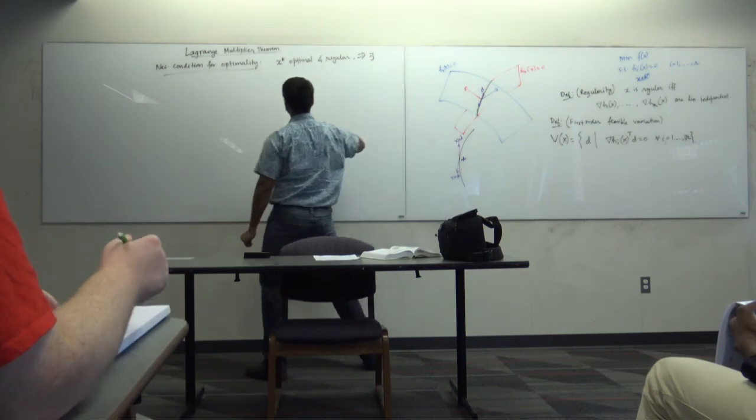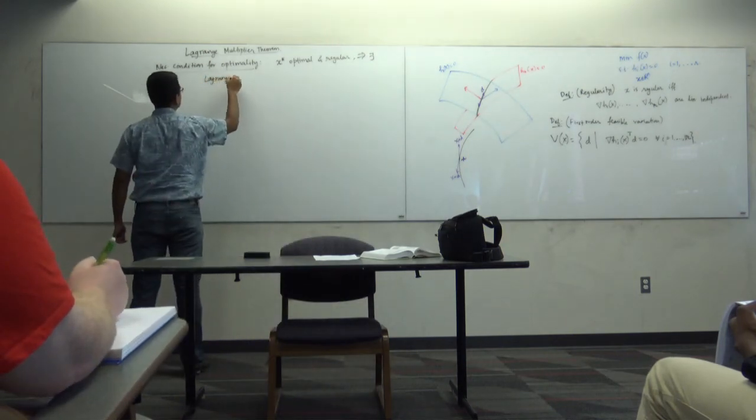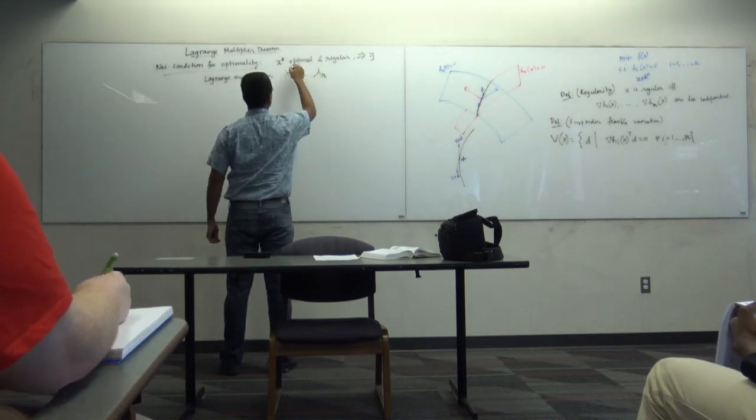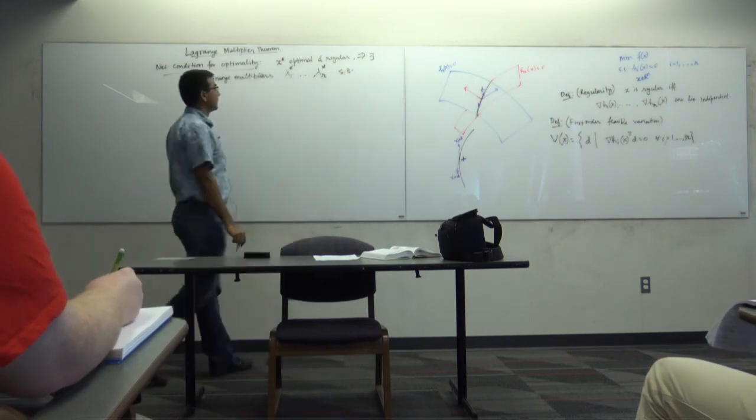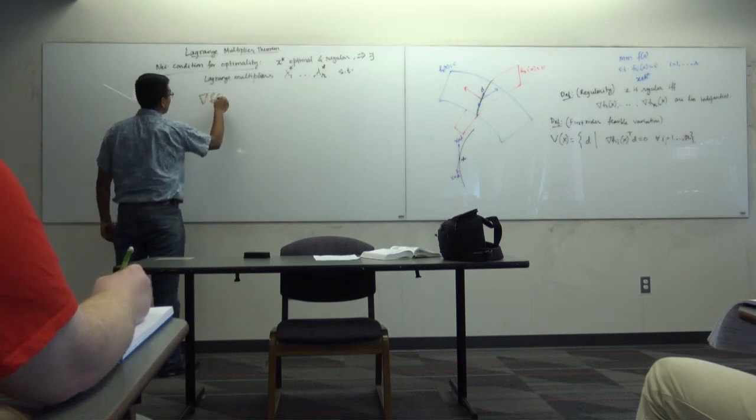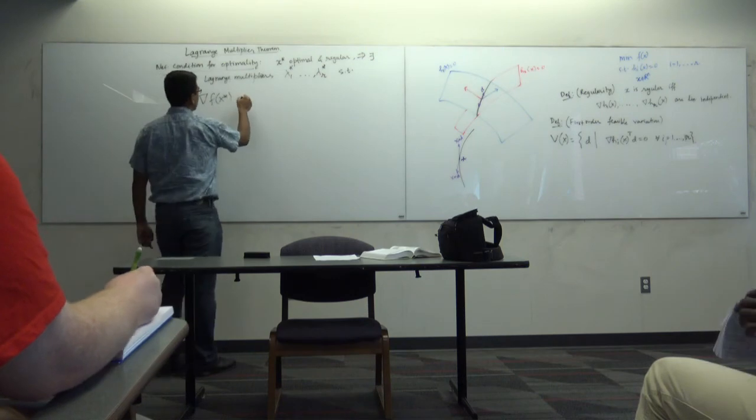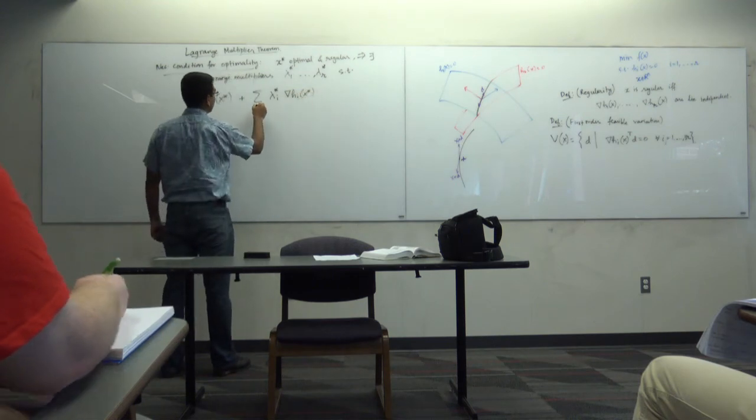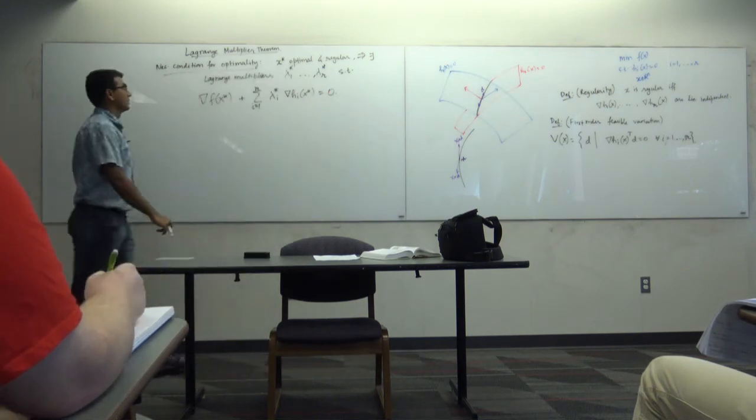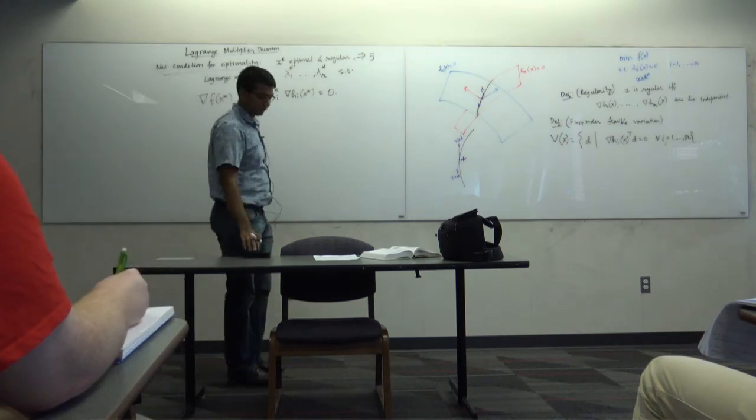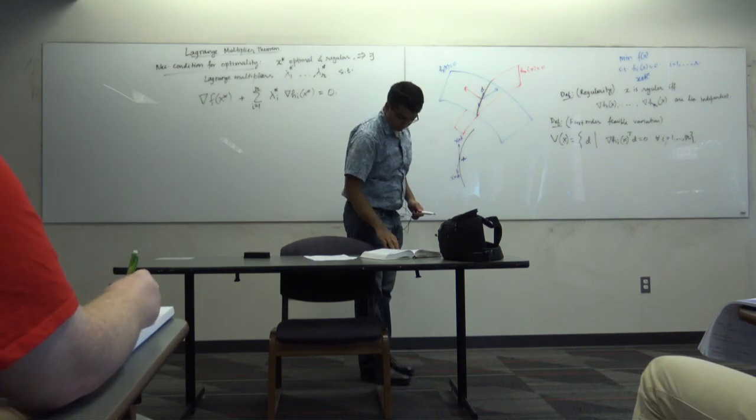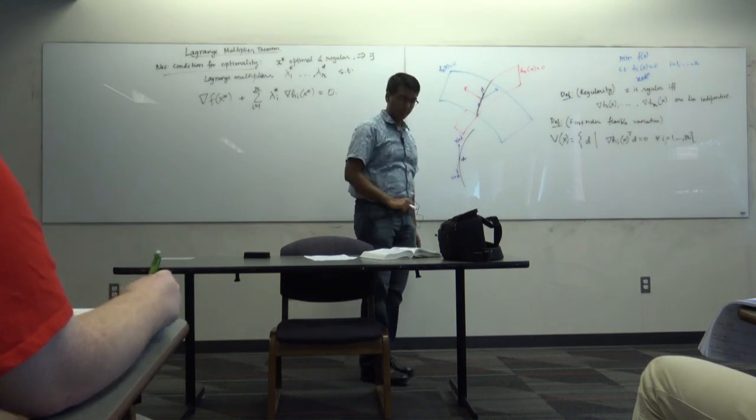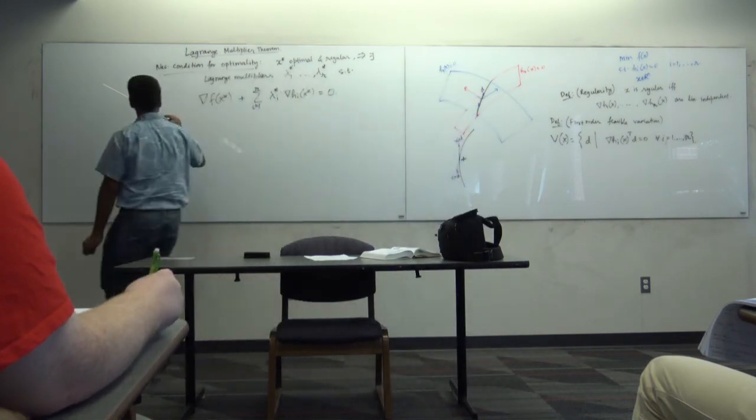implies there exist Lagrange multipliers lambda 1 to lambda r star such that gradient of f at x star plus summation lambda i star gradient of h i evaluated at x star, i equals 1 to r, is equal to 0. This is the first order necessary condition.